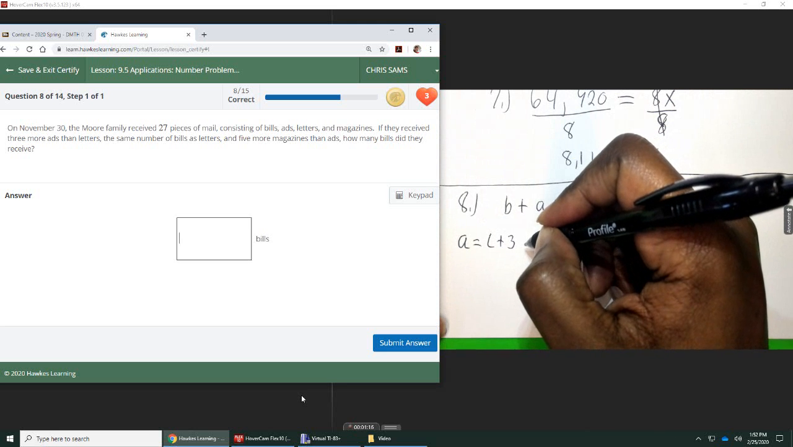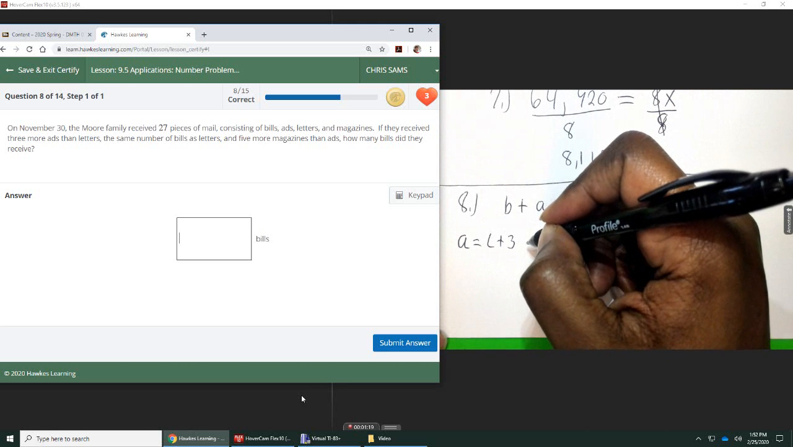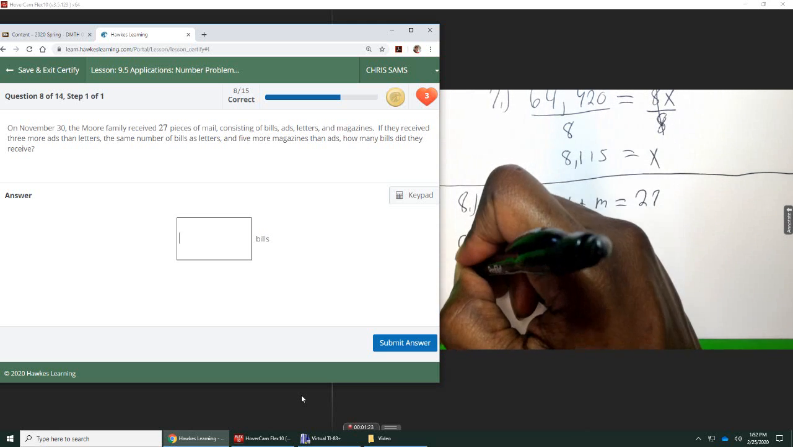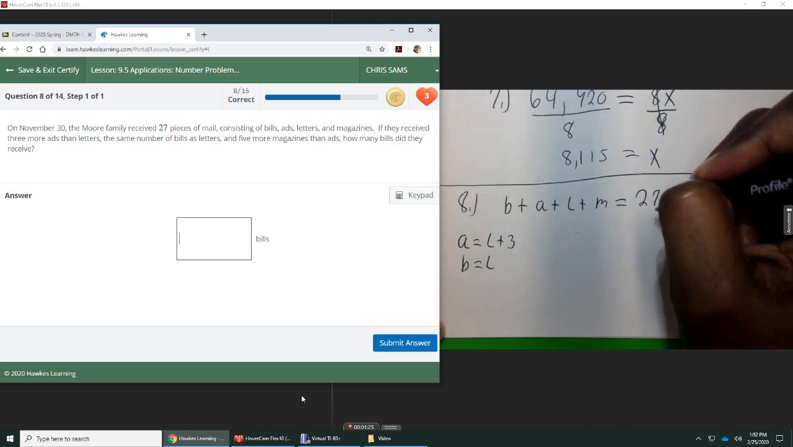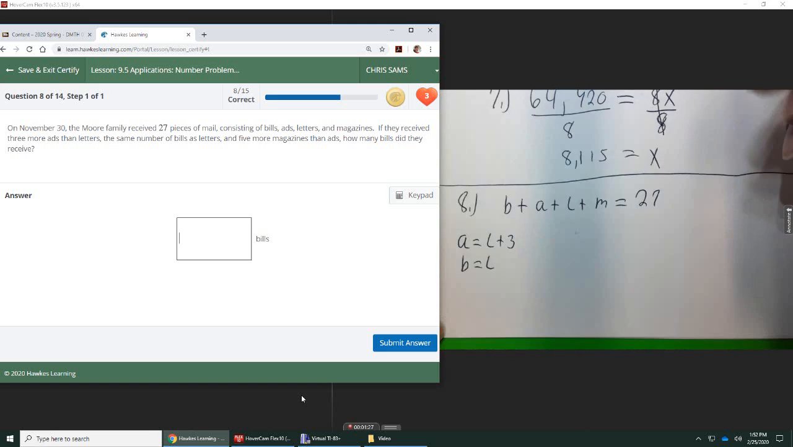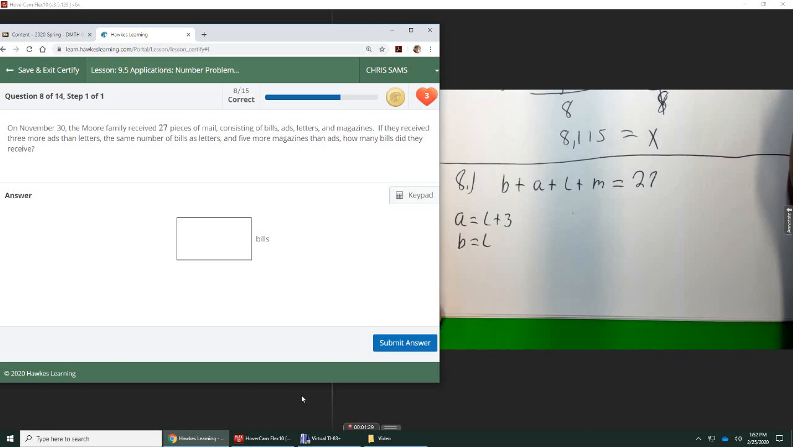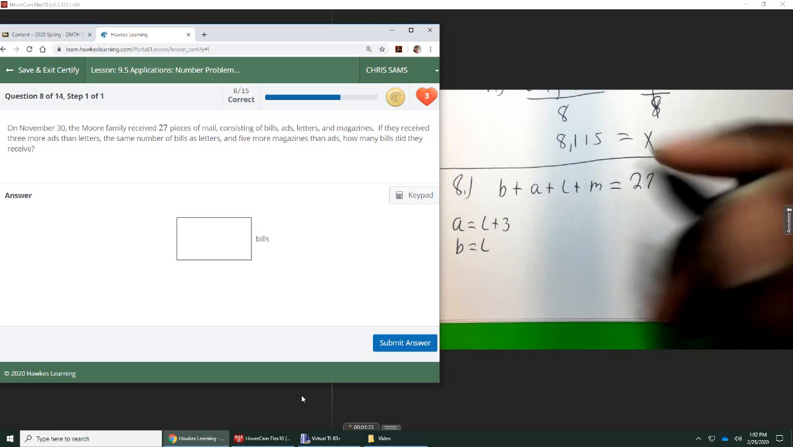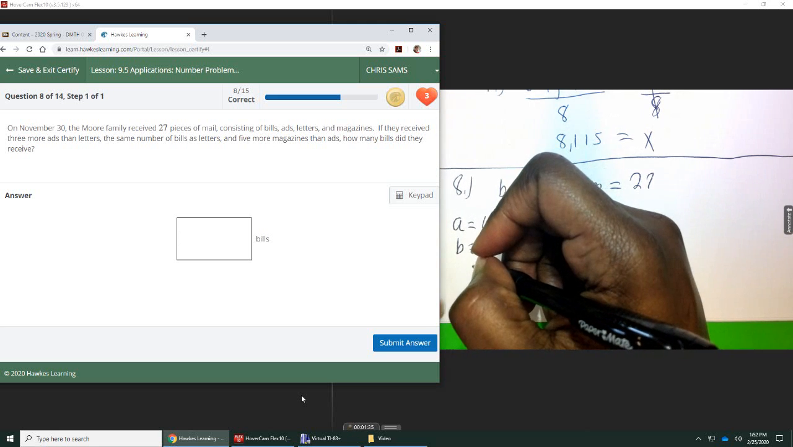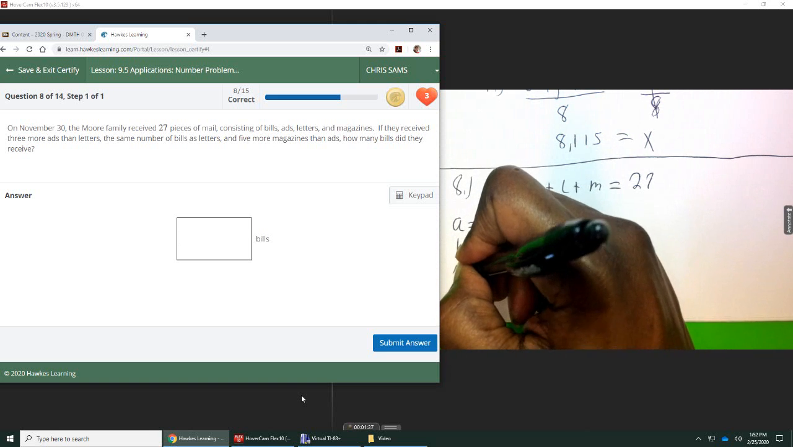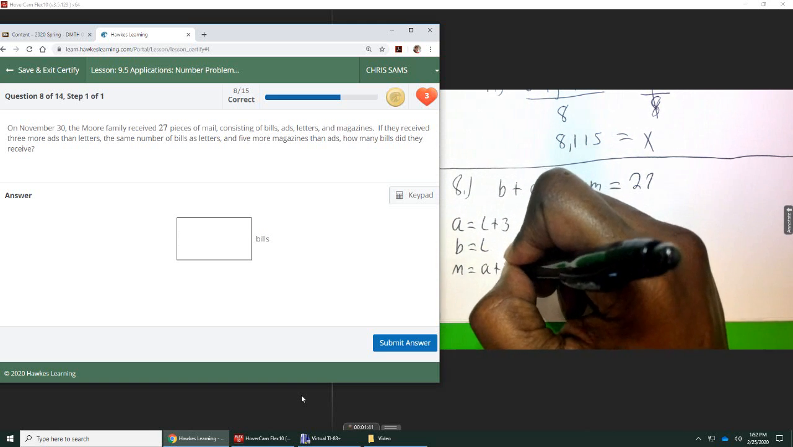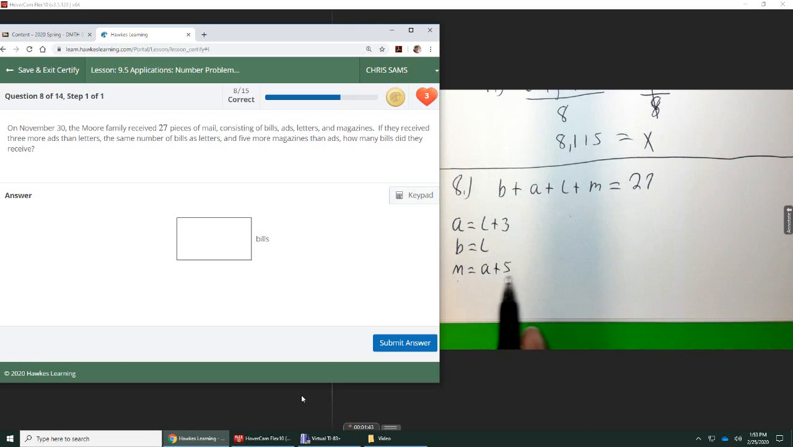So it says they had the same number of letters, so same number of bills as letters. So B equals L. Okay. B and L are the same amount. And it says they have five more magazines than ads. Okay, so five more magazines than ads. So if I take my magazines, that's equal to my ads plus five. Because they have more magazines, so if I add five to the smaller one, I get that number.